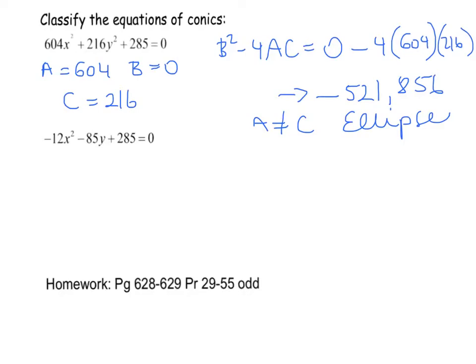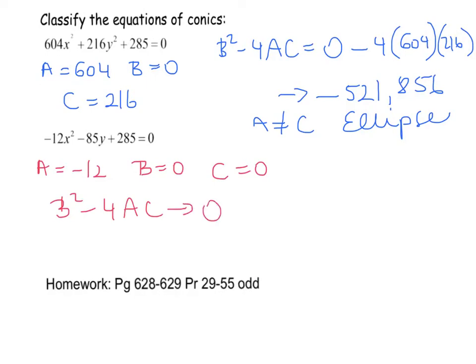And the last conic section to classify, I am going to say A equals negative 12, B equals 0 as always, and C is also 0. So when I do my B squared minus 4AC, which is the discriminant, I will get 0 minus 4 times negative 12 times 0, which will give me 0. So I know that this conic section is a parabola.